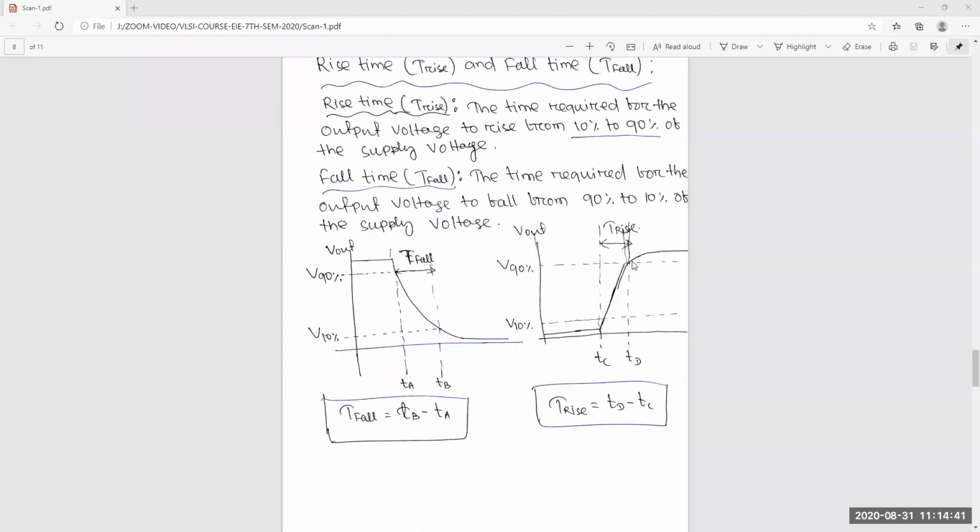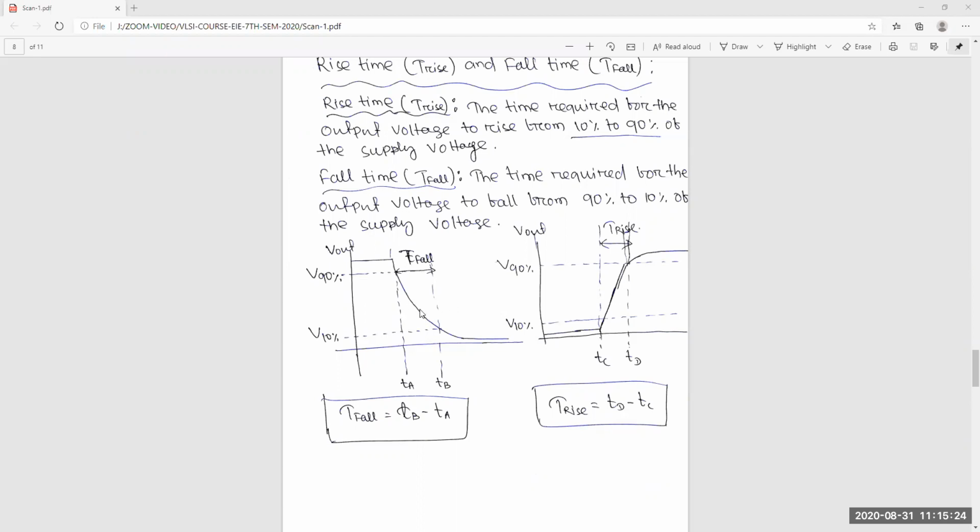Generally it is called 10% to 90%, but in industry it is 20 to 80 or 30 to 70 also. But for your definition and simple calculation, you can remember the rise time as 10 to 90%. So within this time, the output rises from 10% to 90% of the supply voltage or output voltage. Again, the fall time is from VOH to 0 or VOH to VOL, that is, from 90% to 10%. If it falls from 90% to 10%, this time is called the fall time.